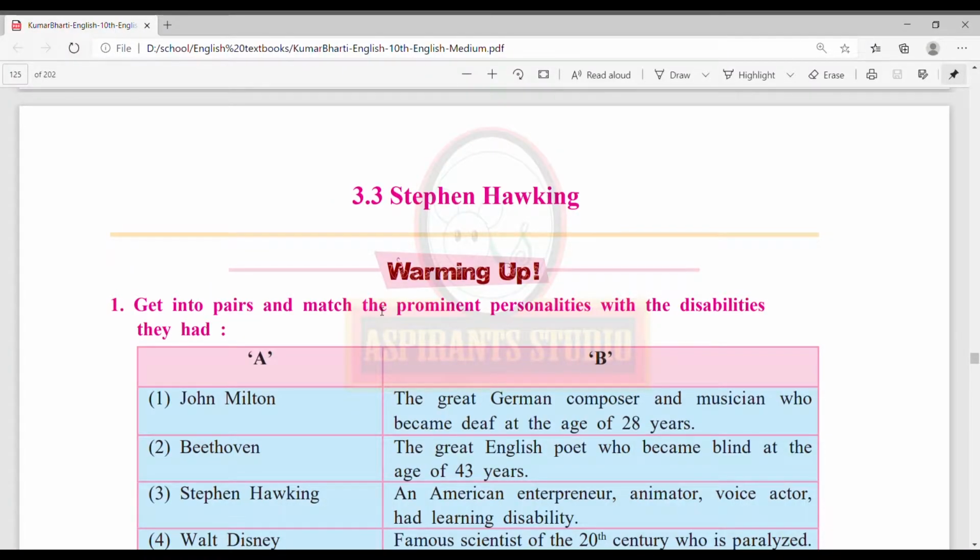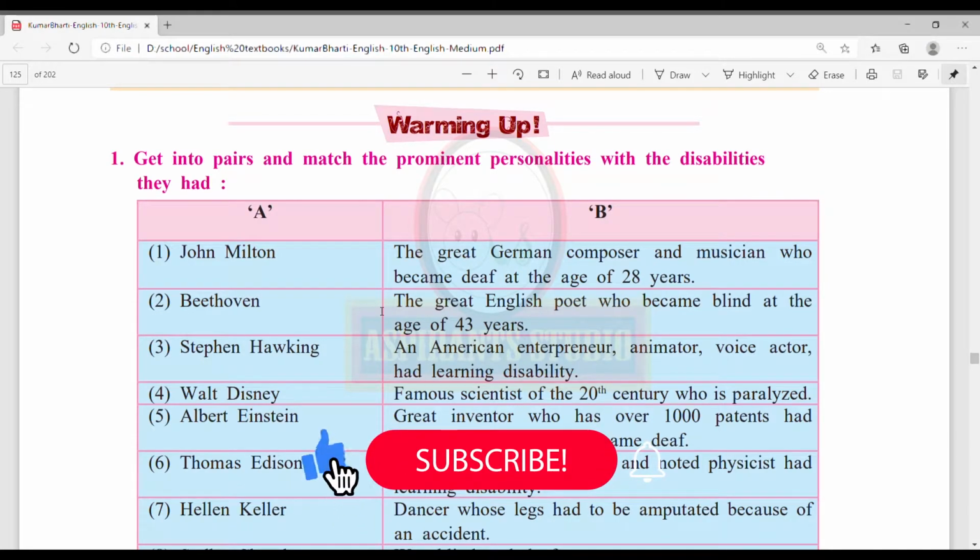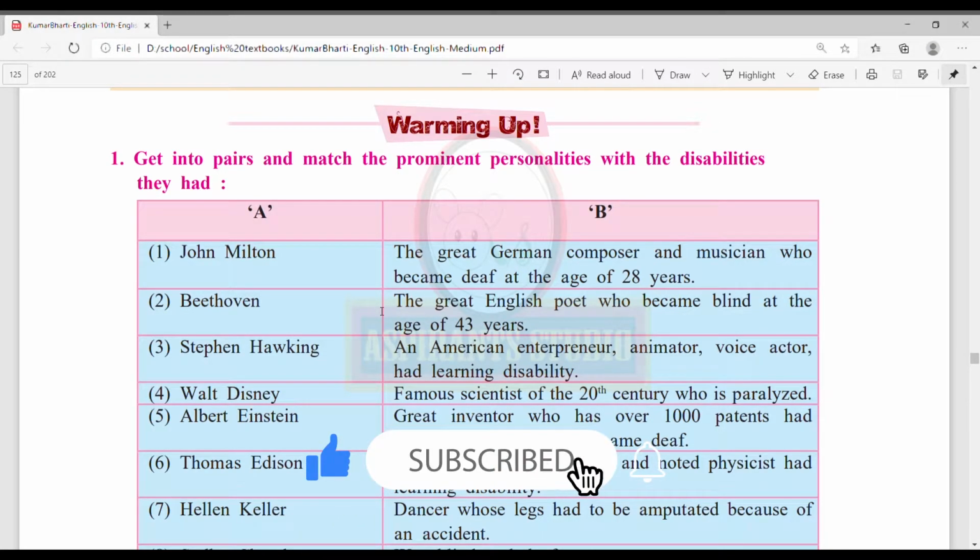8.3 Stephen Hawking. Warming up. 1. Get into pairs and match the prominent personalities with the disabilities they had.